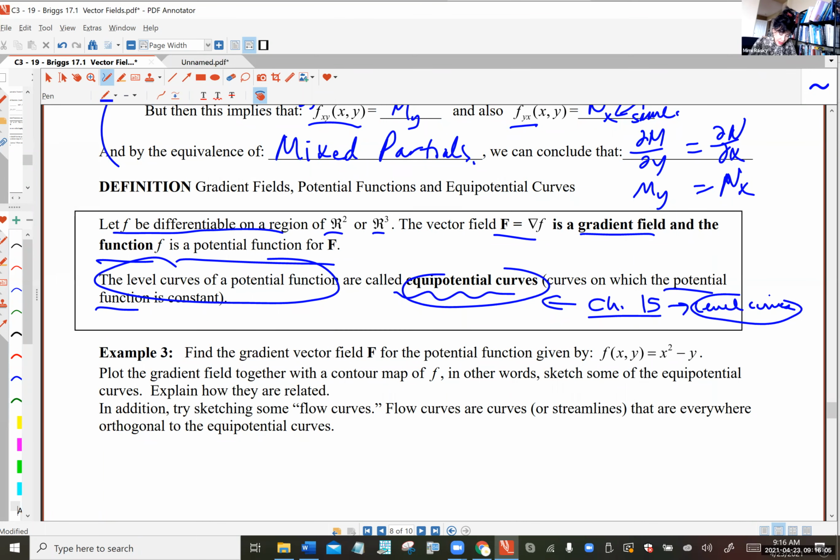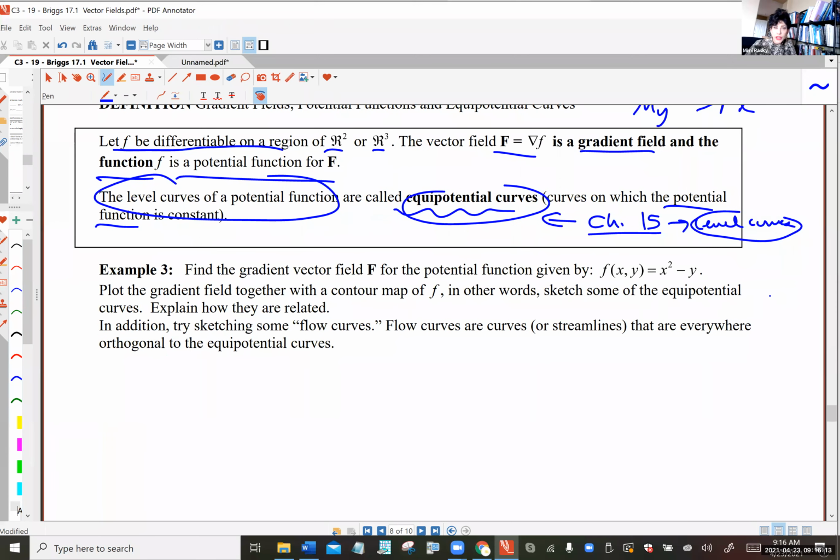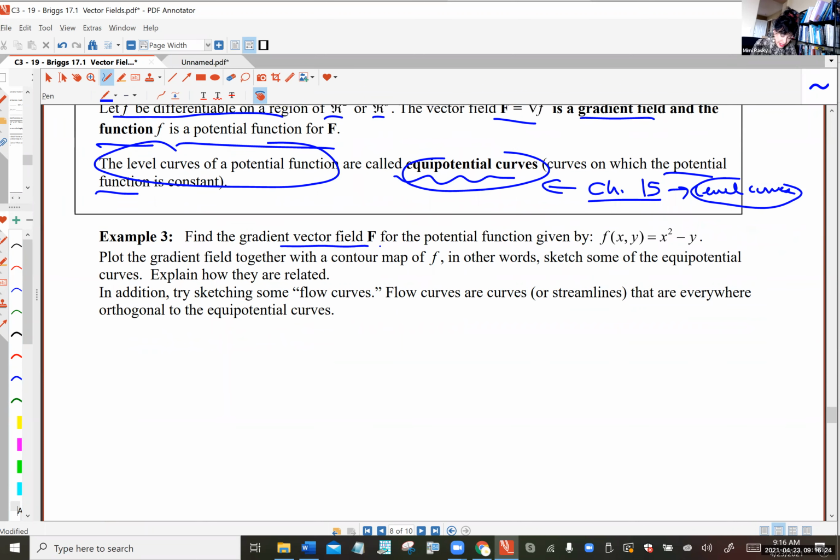Okay, so let's play with this idea of equipotential curves. This is similar to what you're going to see in your MyLab math homework. So I pulled out a problem similar to what's in the homework. We're going to find the gradient vector field of f. It's basically just go get the gradient for this potential function. Then we're going to plot the gradient field together with the contour map of f, which is just the level curves of f. We're going to sketch some of these equipotential curves and then explain how the gradient field vectors are related.